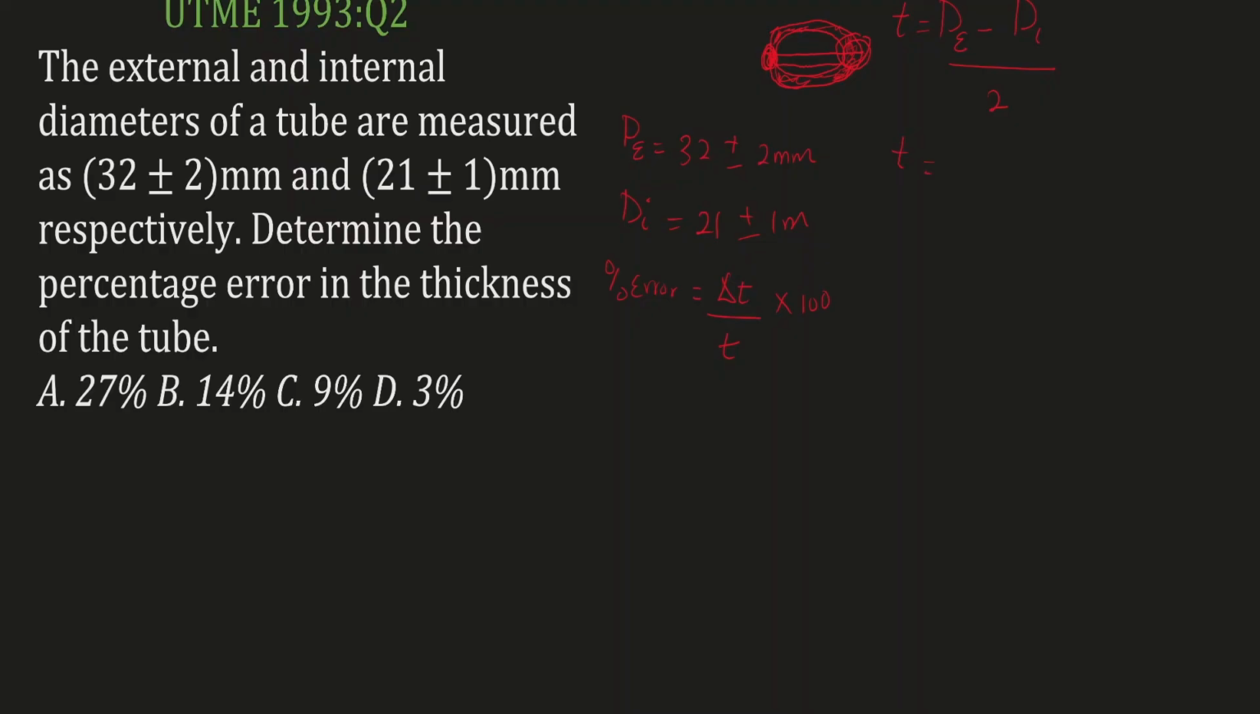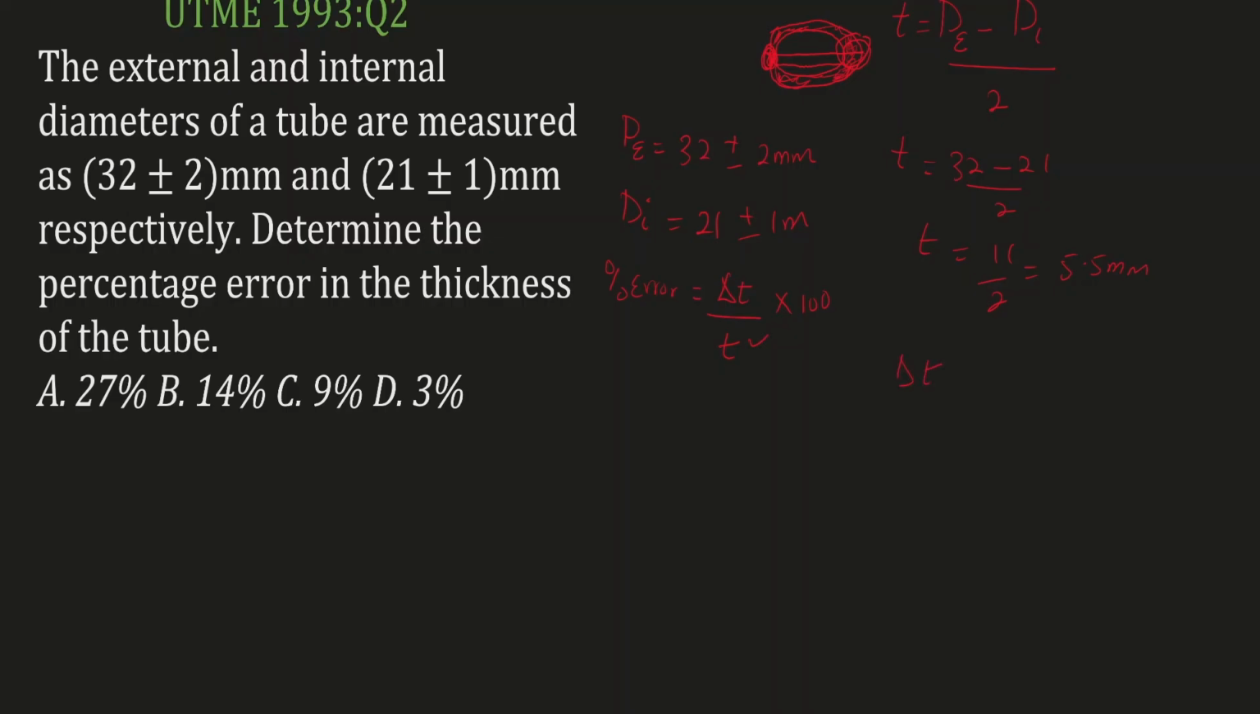So T is going to equal 32 minus 21 over 2. 32 minus 21, of course, is 11, over 2. 11 over 2 is 5.5 millimeters. So we've gotten the thickness. Now we need to calculate the absolute error. Now, what is the absolute error?